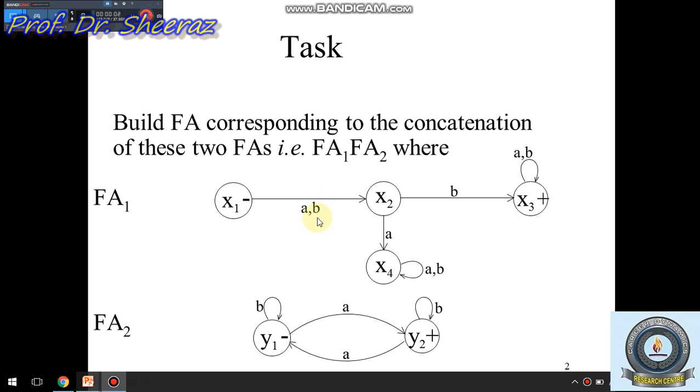Okay ji, welcome to the next topic of theory of computation. So we continue with the concatenation of finite automatas. Another example: build a finite automata corresponding to the concatenation of these two FAs, that is FA1 and FA2.